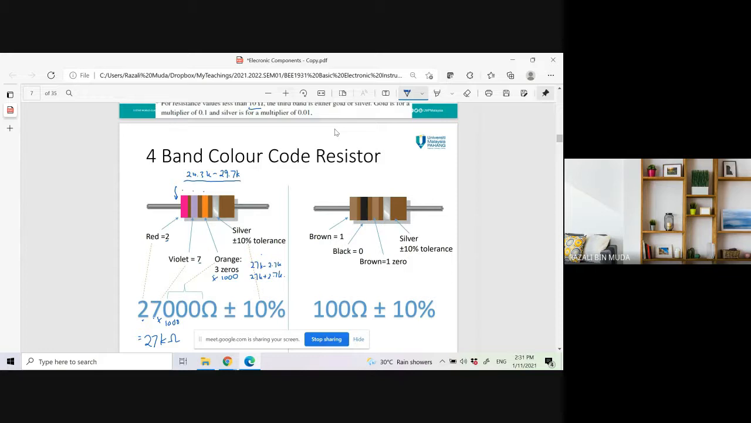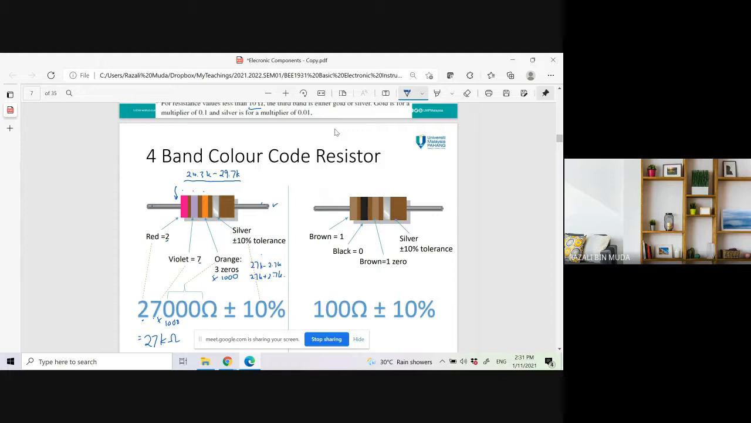Macam mana nak tahu? Senang je. Dia ambil multimeter, cucuk lah. Letak multimeter, measure dia berapa. Kalau dia jatuh, if the value is between this range, then it is correct.